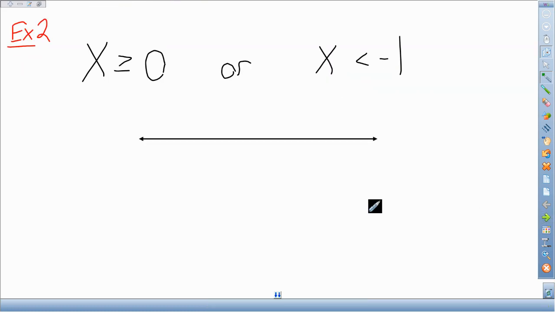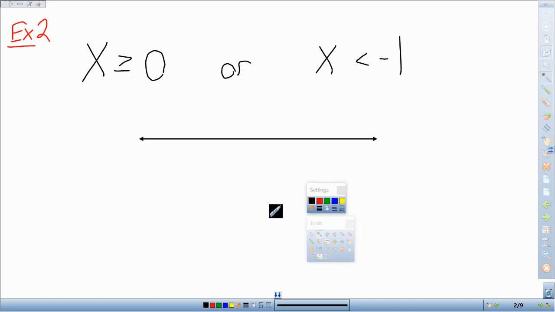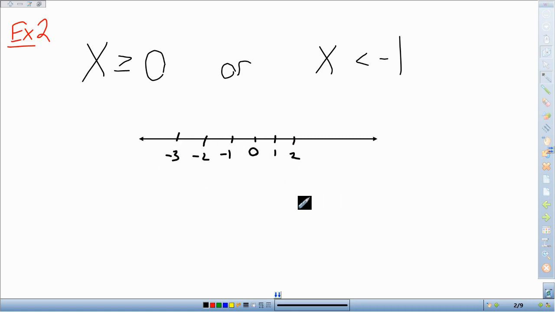Okay, so let's go ahead and try one that is considered an or inequality. An or inequality is really simple. It's not smushed together into one inequality. An or compound inequality is just written as two separate inequalities. Okay, so this is saying that x is greater than or equal to 0, or it is less than -1. So on our graph, let's go ahead and put those numbers. So here's 0, here's -1. Let's put a few more. Here's 1, 2, -2, -3. Okay, so we just need to graph them, and that is our compound inequality.